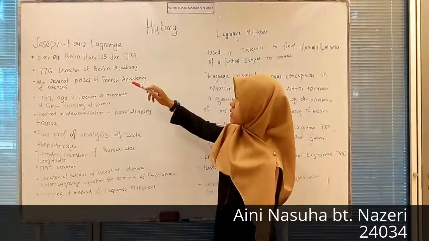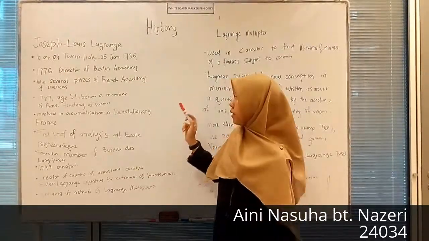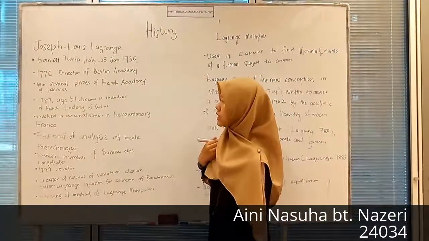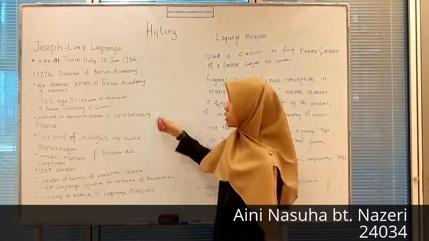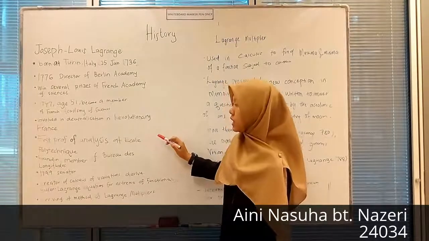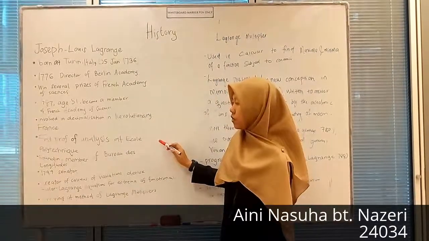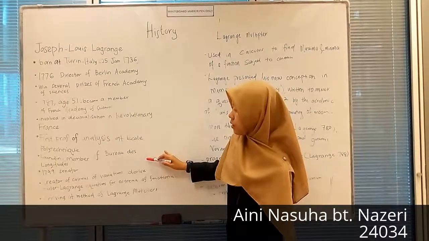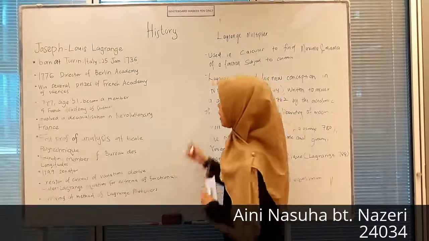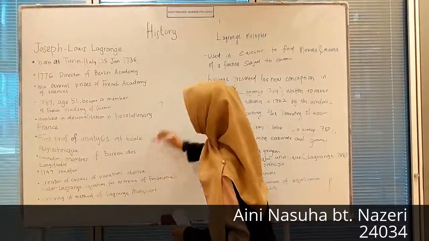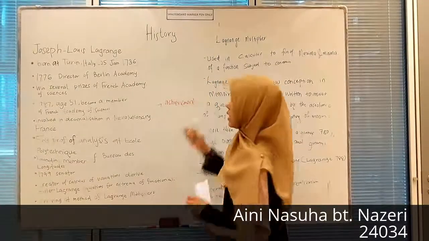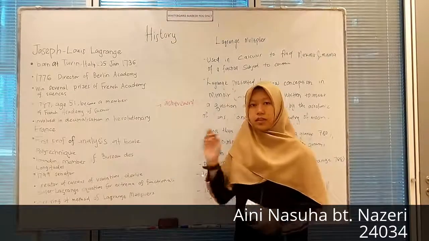In 1776, he became director of the Berlin Academy. Then he won several prizes of the French Academy of Science. In 1787, he became a member of the French Academy of Science. He was also involved in decimalization in revolutionary France. He was the first professor of analysis at Ecole Polytechnique. He was also a founding member of the Bureau des Longitudes. In 1799, he became a senator. So basically, from here to here, these are his achievements, as he is the greatest mathematician of the 18th century.